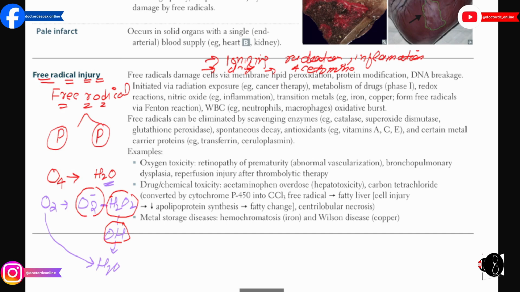If you give oxygen 1 electron, it will become O2 negative. If you give 2 electrons, it will become H2O2. If you give 3 electrons, it will become the OH negative hydroxyl group. Then if you give 4 electrons, it will become water. So these are the physiological examples.